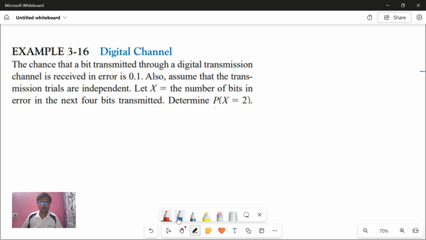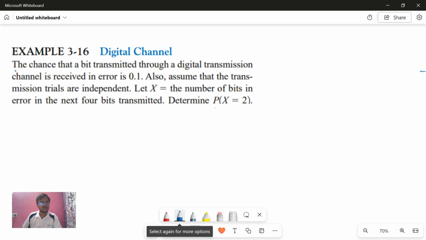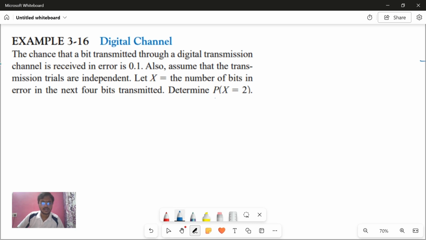Now, study the question. The chance that a bit transmitted through a digital transmission channel is received in error is 0.1. Also assume the transmission trials are independent. See the conditions they gave: transmission trials are independent, and the success probability they gave is 0.1, and we have to find P of X equal to 2. Every time you do a question on distribution, define the random variable initially. Let X be the number of bits in error in the next 4 bits.